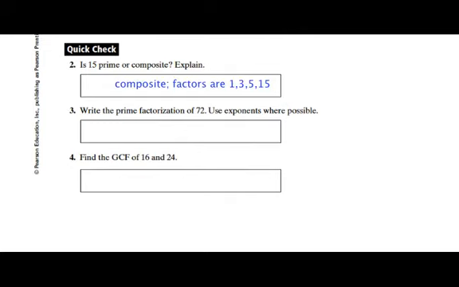15 is composite because it has more than two factors. The factors are 1, 3, 5, and 15. The prime factorization is 72. We can work it off to the side here.